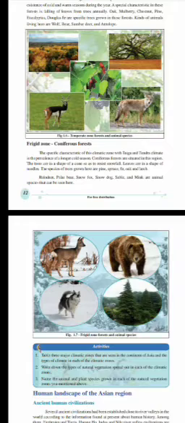So now let's see the pictures of these animals and plants, and also let's see the plateaus, plains and rivers from a world map.